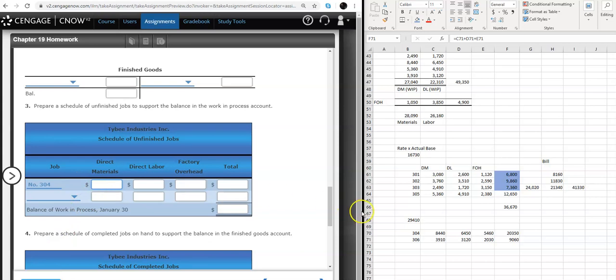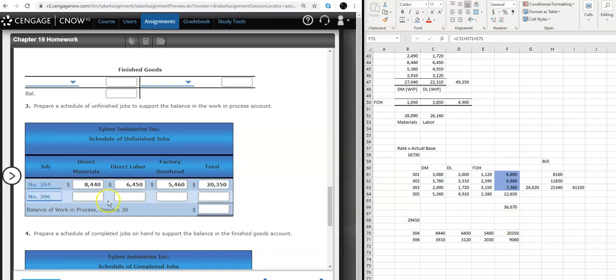All right, now 304: direct materials 8,440, direct labor 6,450, factory overhead 5,460, total 20,350. And 306, which is the one I knew about, is 3,910, 3,120, 2,030. I'm just reading it from right here. Total of 9,060. Total of those two together, 29,410.